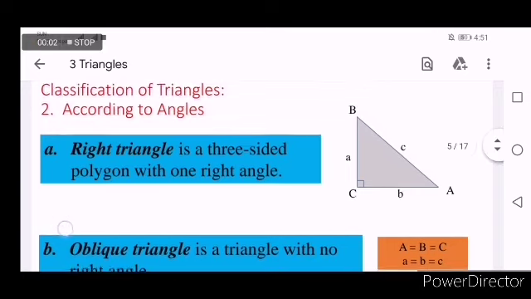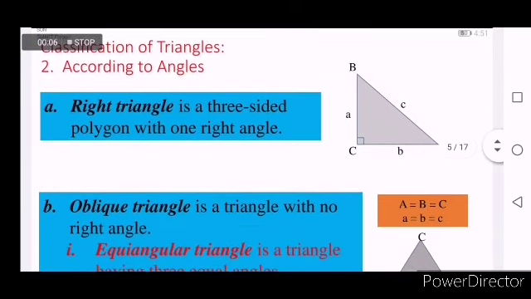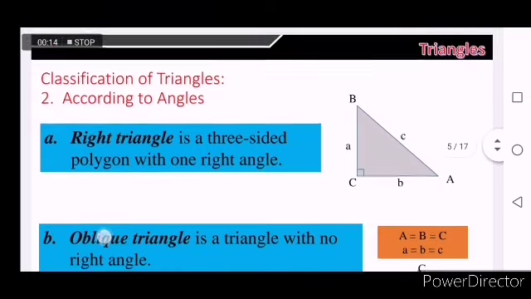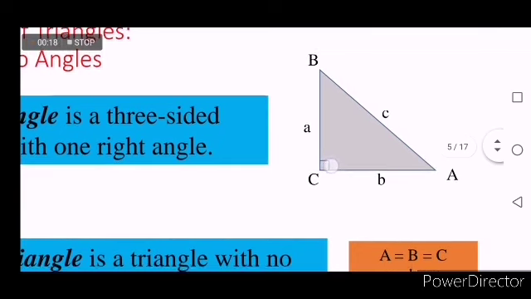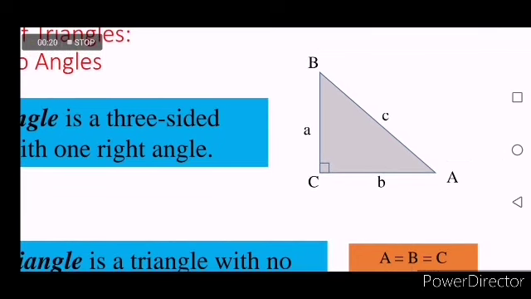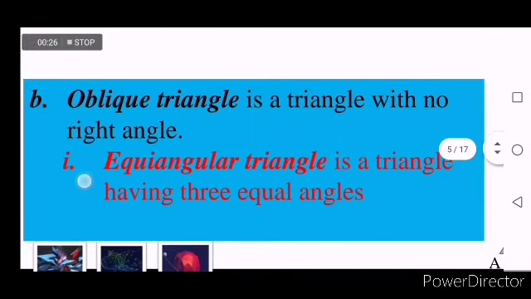But if we're going to classify the triangles according to the angles, there is what we call a right triangle. This is a three-sided polygon with one right angle. Look at the figure on the right side. Notice here that angle C has this little square. This little square represents the right angle inside the triangle. Now, if the triangle has no right angle, it's called an oblique triangle.